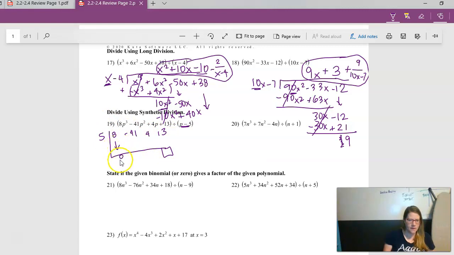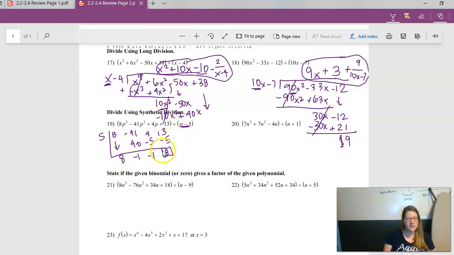Bring straight down the first number and then multiply by the 0. So 5 times 8 is 40. Negative 41 plus 40 is negative 1. 5 times negative 1 is negative 5. And 4 minus 5 is negative 1. 5 times negative 1 is negative 5. And 13 minus 5 is 8.